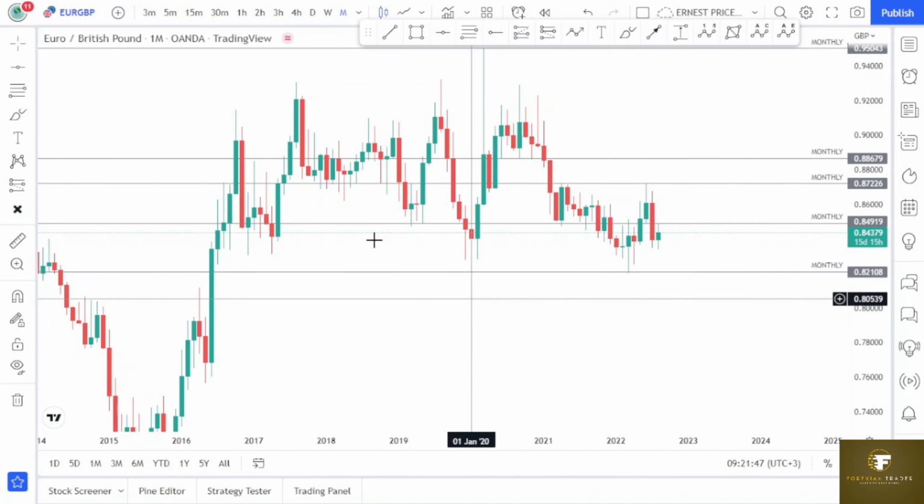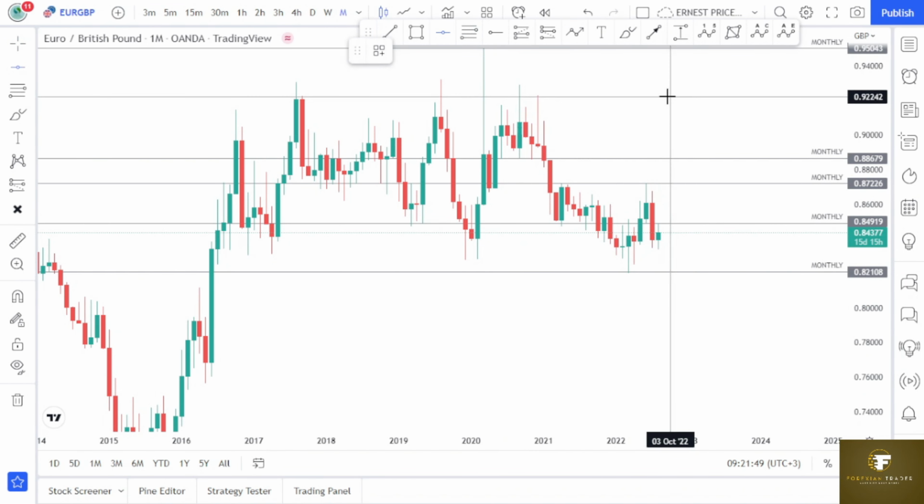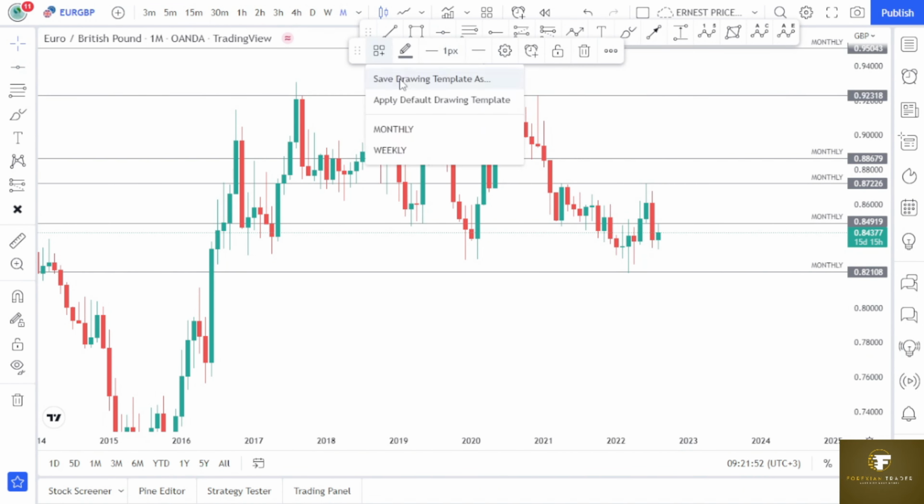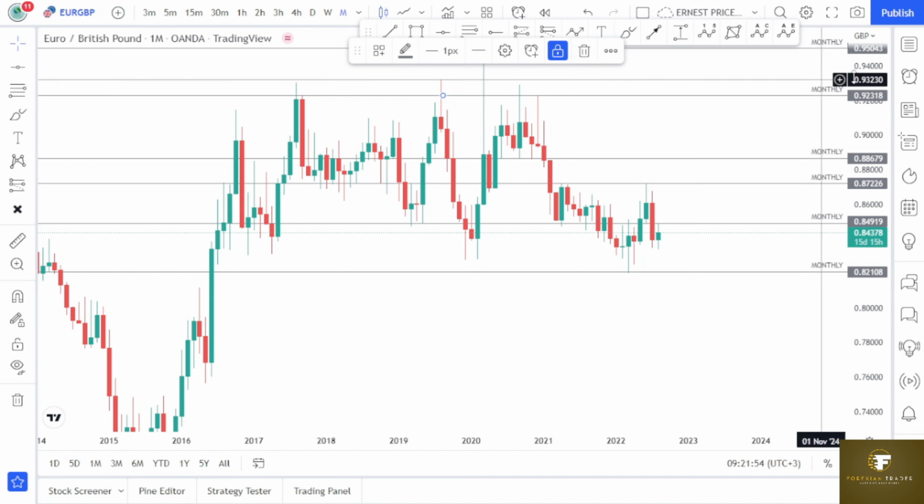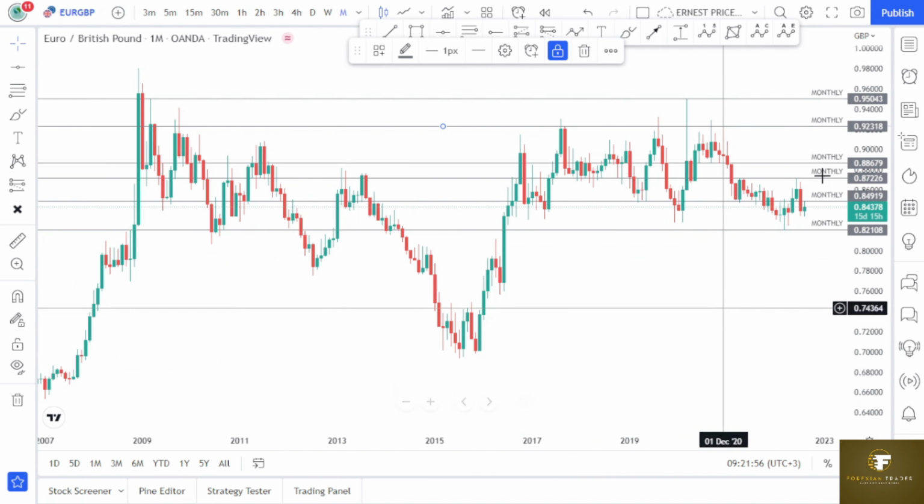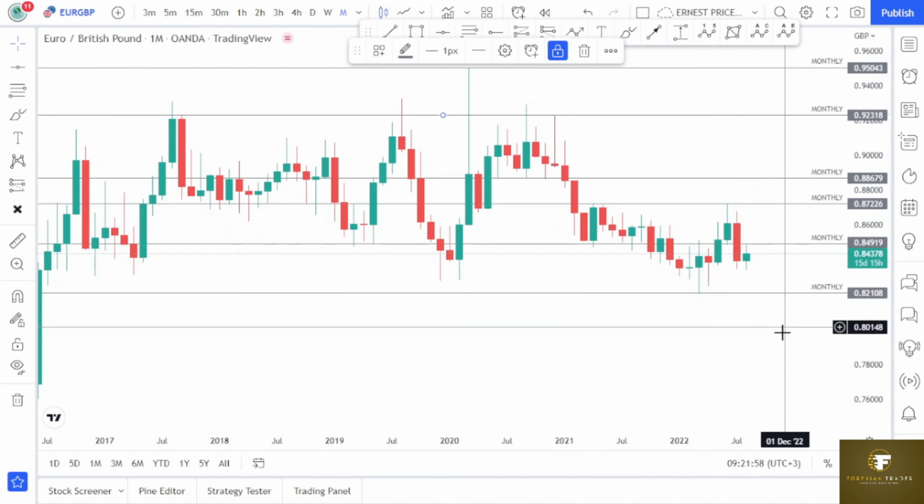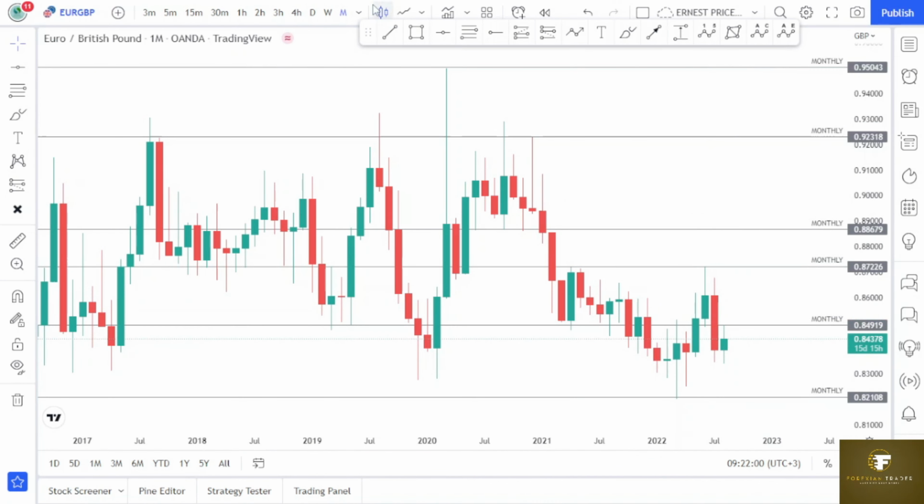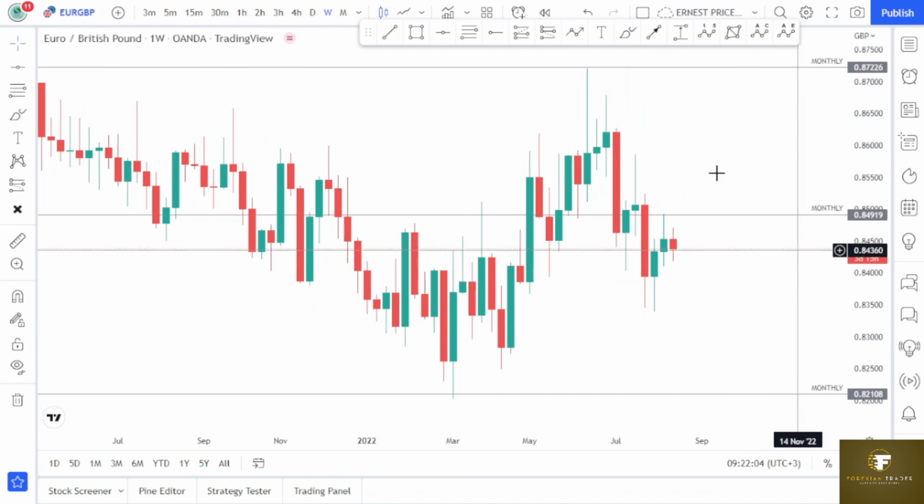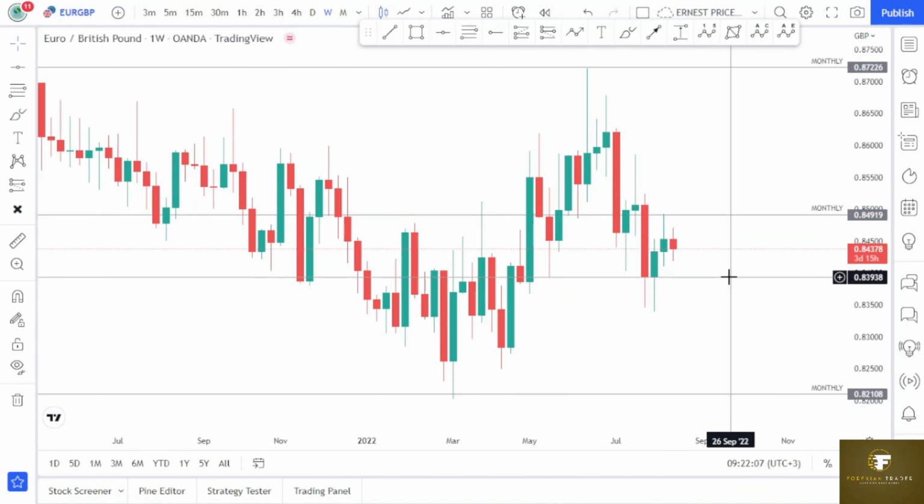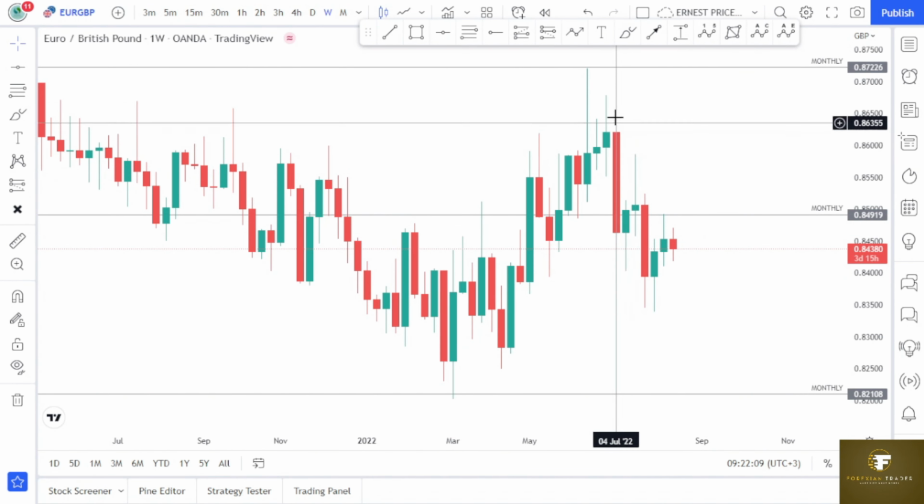So I think those are the levels which I identified on the monthly time frame. The upper level is not important, but I will consider much more what's going on in the current market situation. Okay, so this is the current market situation, and you can see the market.